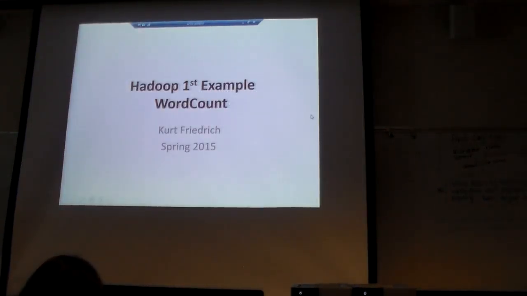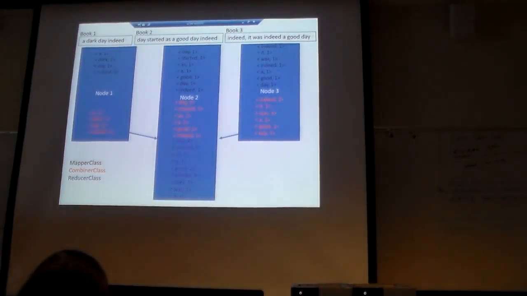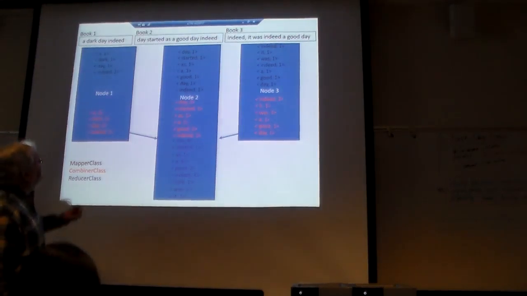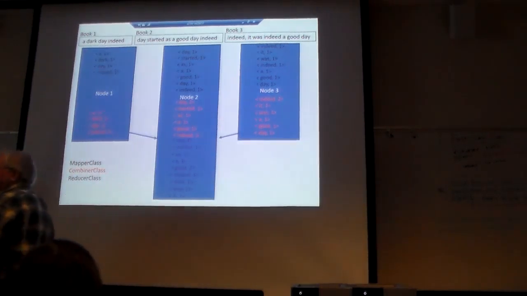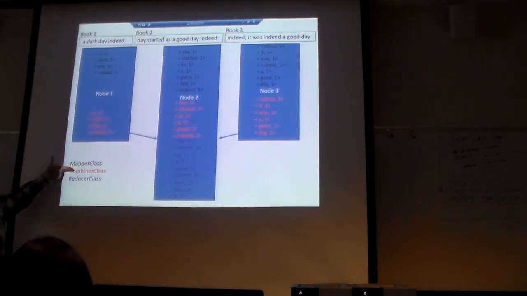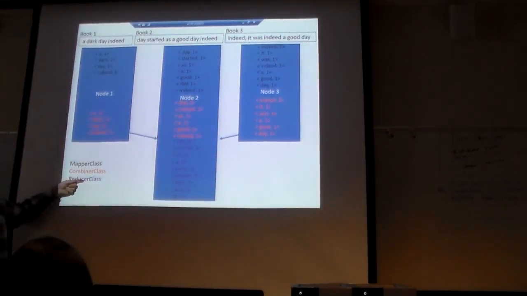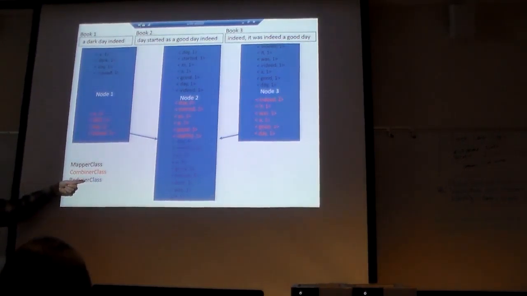Okay, so now we have Hadoop running and we have 3 text files that we can actually process. So let's look at what we're going to do with it. We're basically going to have 3 books. If we had 3 nodes, we could send 1 book off to each of 3 nodes, but we don't. We're going to send them through a mapper class, then through a combiner class, and then through a reducer class.